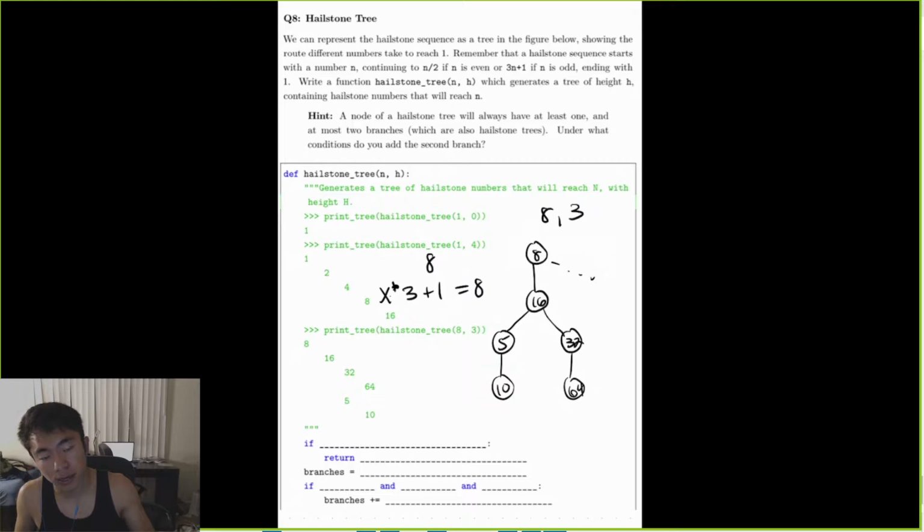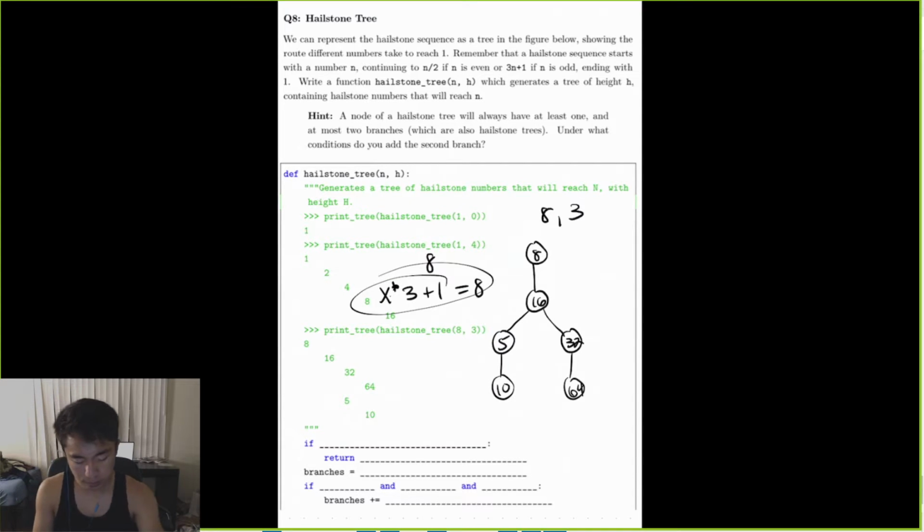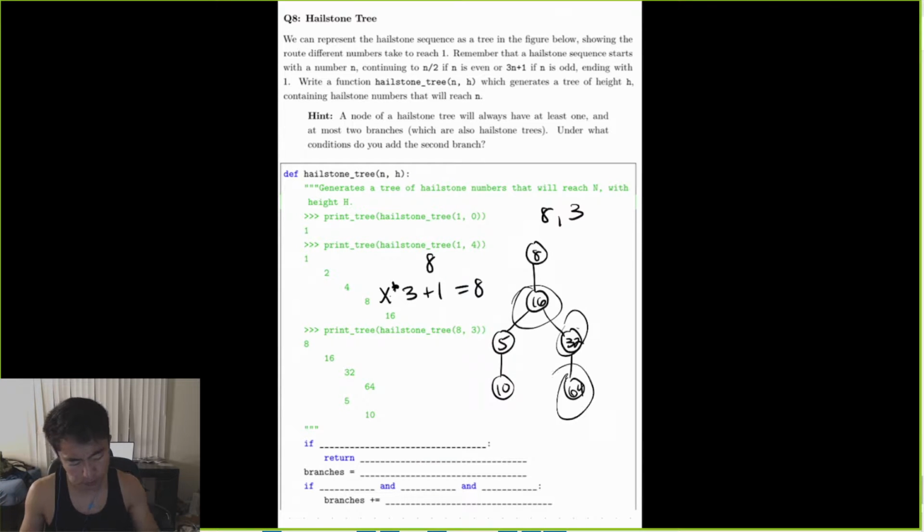I don't know if you noticed, but from 8 to 16, it only has one branch. So why doesn't it have the x times 3 plus 1 branch? Why isn't there a number where x times 3 plus 1 is equal to 8? And why don't we have that number right here? That's what we're going to be thinking about. Actually, first, let's try to determine where 16, 32, 64 comes from.